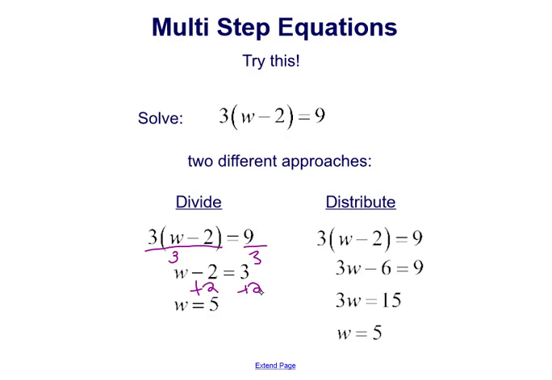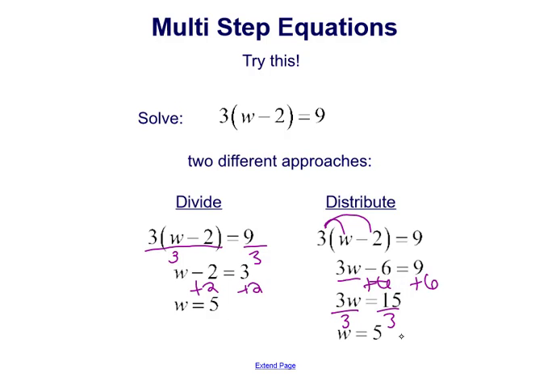That's what we were encouraging, where you multiply 3 times w for 3w and 3 times negative 2 for negative 6. That is what you get when you distribute with those products. So then you can add 6 to both sides. So 3w equals 15. And then dividing by 3 gives you w equals 5. So both give you that solution of w equals 5. It's just two different approaches. One you distribute and one you divide.